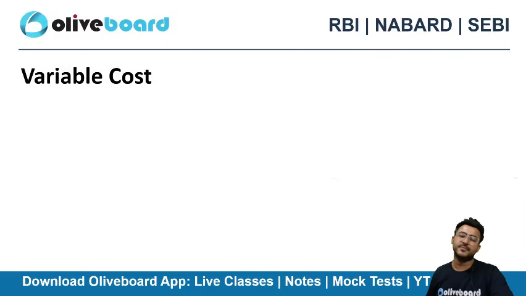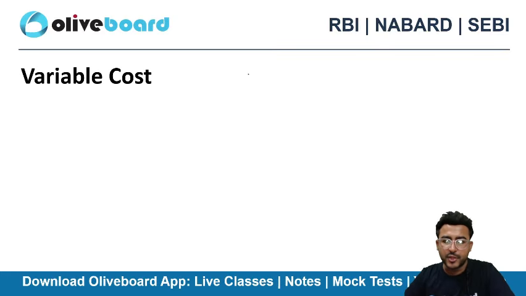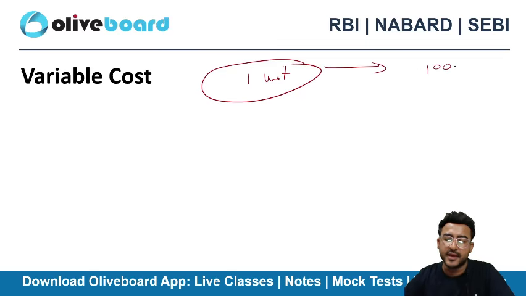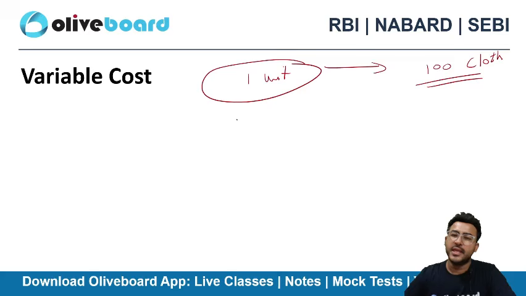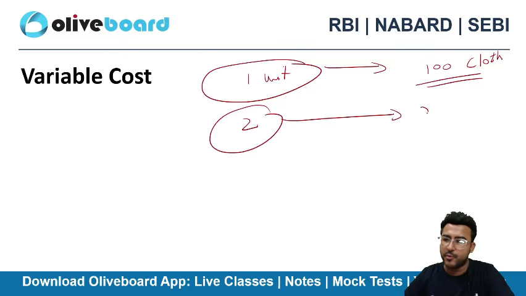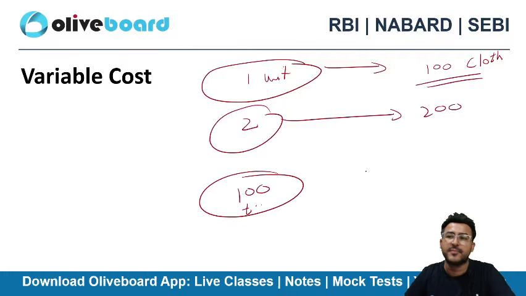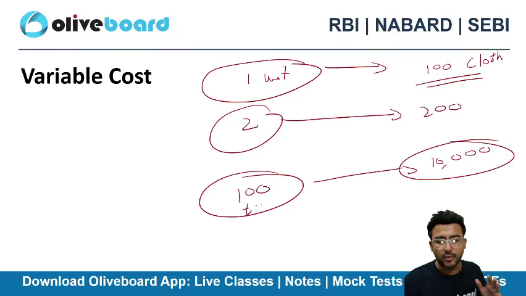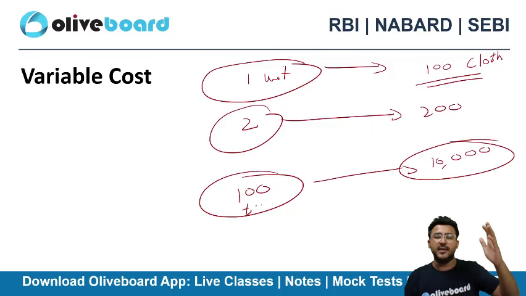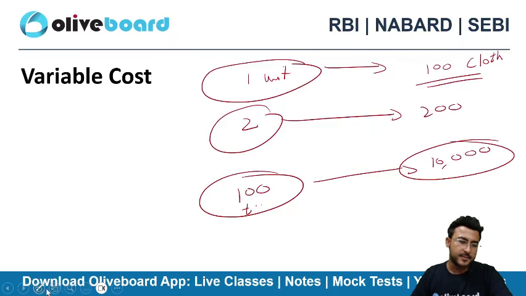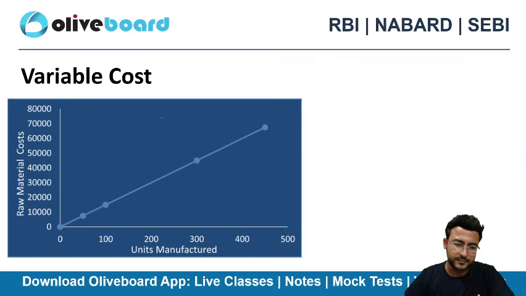Next is variable cost. I am a t-shirt manufacturer. If I want to produce 1 t-shirt, I need to buy cloth worth rupees 100. If I want to manufacture two t-shirts, I need to buy cloth worth rupees 200, and so on. If I want to manufacture 100 t-shirts, I need to buy cloth worth rupees 10,000. That's how the cost will start going up with my level of activity. With increased level of activity, there will be an increase in the cost as well. That is my variable cost.